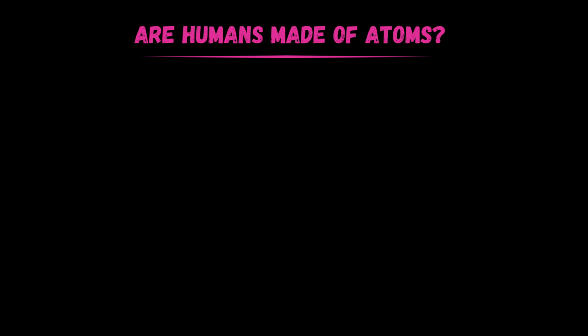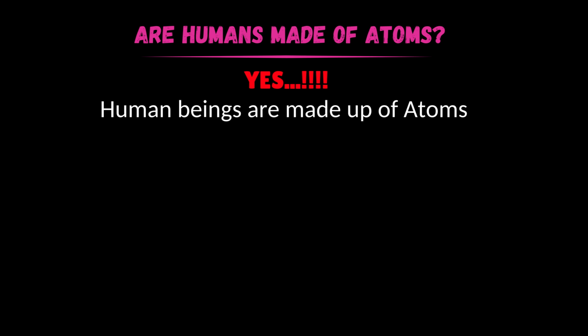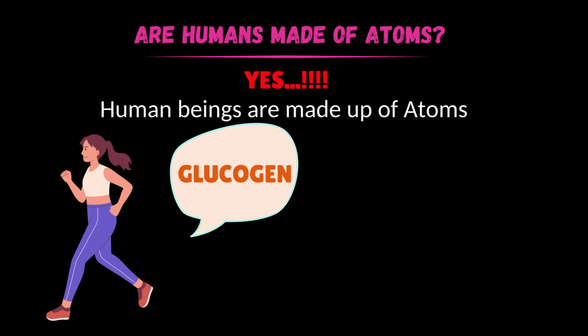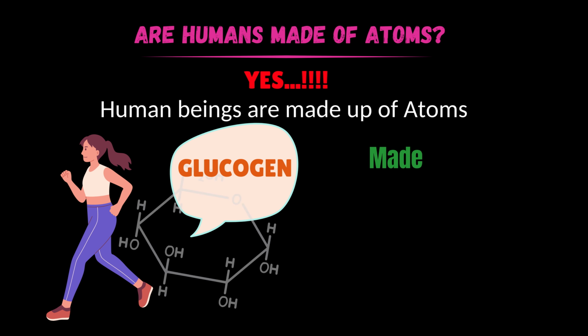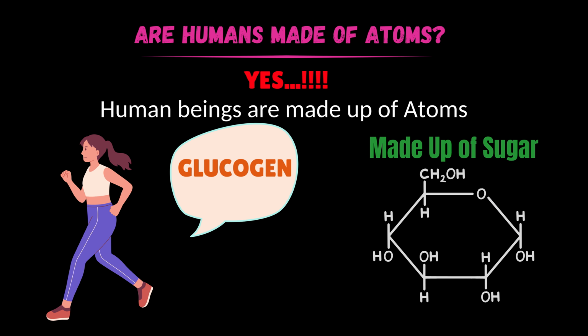Lastly, let me teach you the top 4 important conceptual questions. First question: are human beings made up of atoms? Well, the answer is yes. Human beings are made up of atoms. For example, we store glycogen in our body. Glycogen is made up of sugar and glucose. We know that a single molecule of sugar or glucose is made up of 6 carbon atoms, 12 hydrogen atoms and 6 oxygen atoms. Thus, we can say that human beings are made up of atoms.